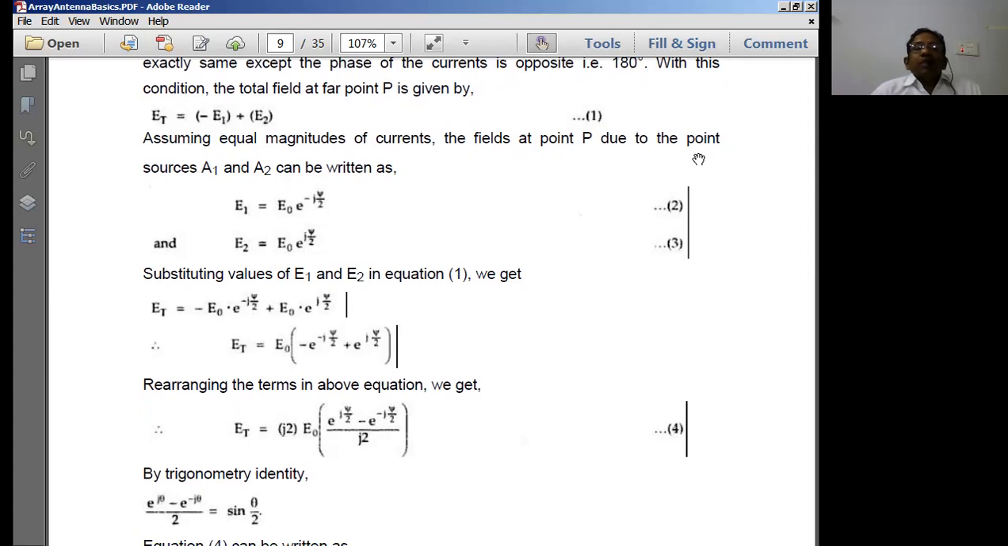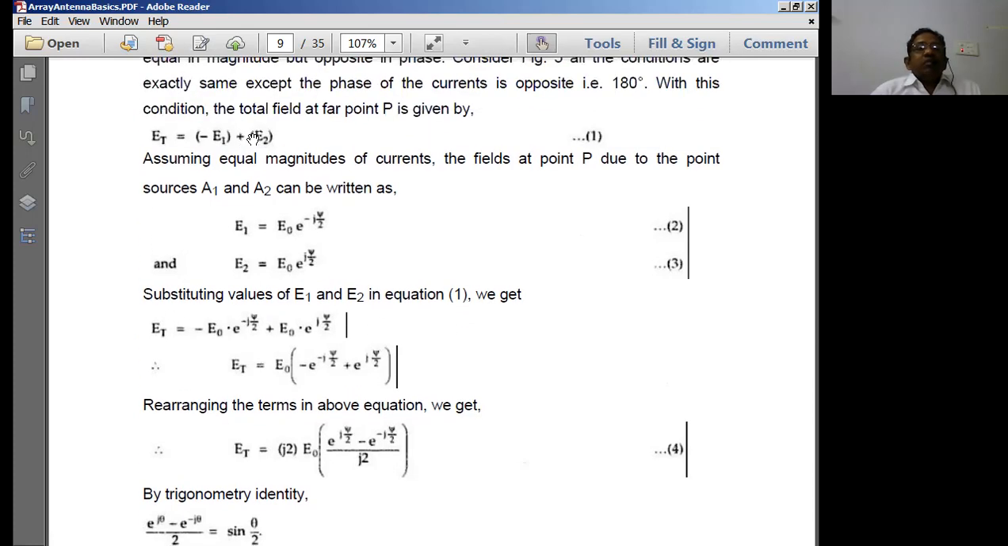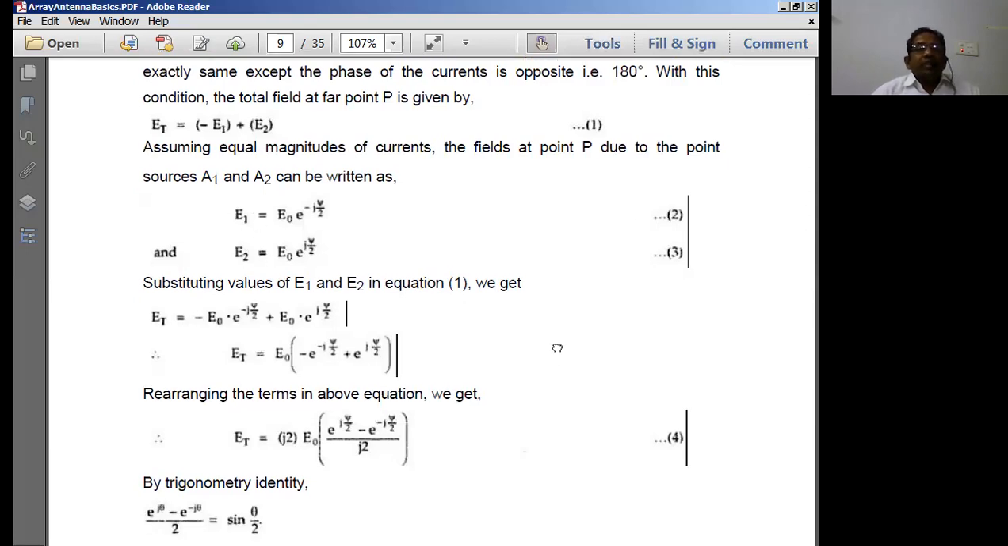And the fields at point P due to the point sources E1 and E2 are considered as E1 is equal to E naught e raised to minus j xi by 2, where xi is the total phase difference. Then E2 is equal to E naught into e power j xi by 2. Now we substitute this in the above equation for the antiphase directions of the antenna.